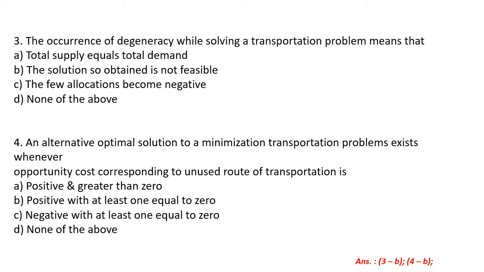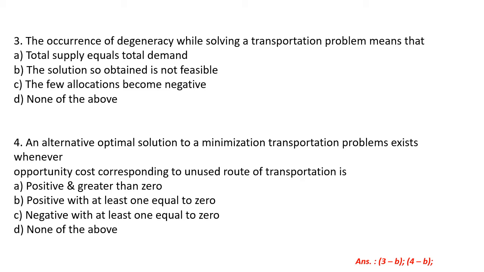Third, the occurrence of degeneracy while solving a transportation problem means that option A, total supply equals total demand. Option B, the solution so obtained is not feasible. Option C, few allocations become negative. Option D, none of the above. The correct answer is option B, the solution so obtained is not feasible.